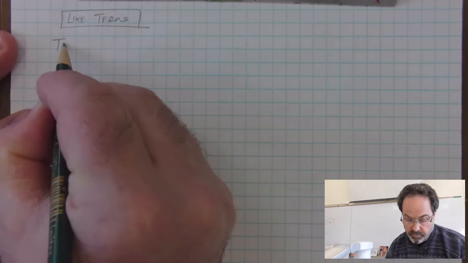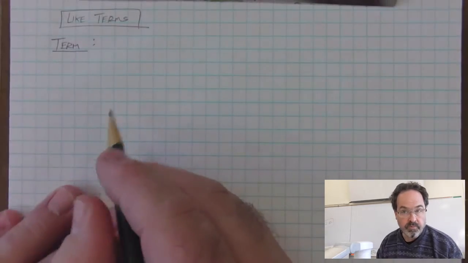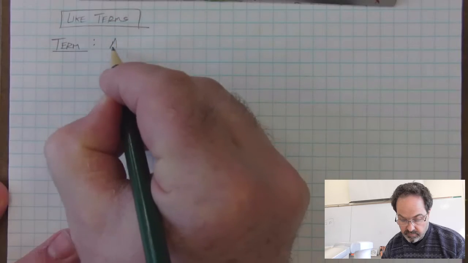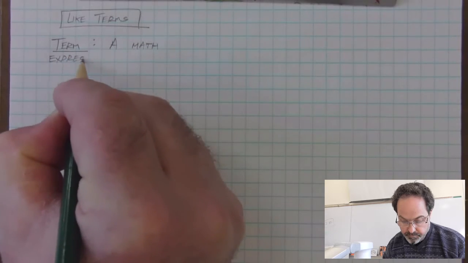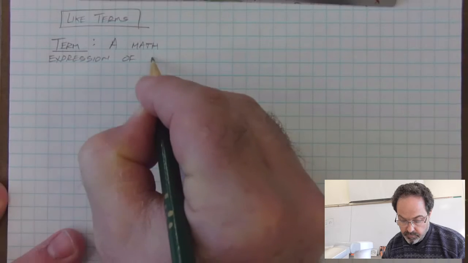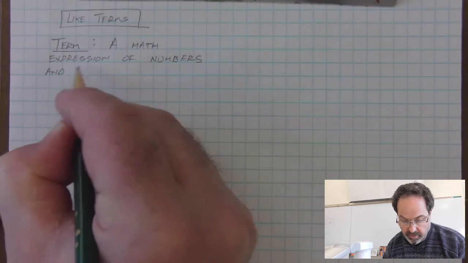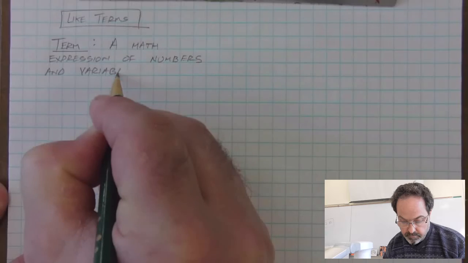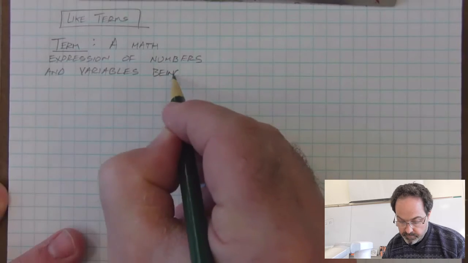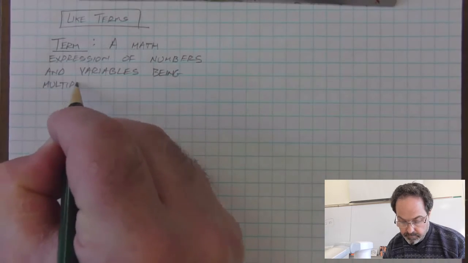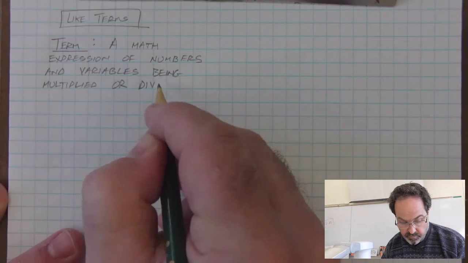First, let's define what a term is, and then we can say what it means for two or more terms to be like. A term is a math expression of numbers and variables being multiplied or divided. But what's missing from this definition is addition or subtraction.